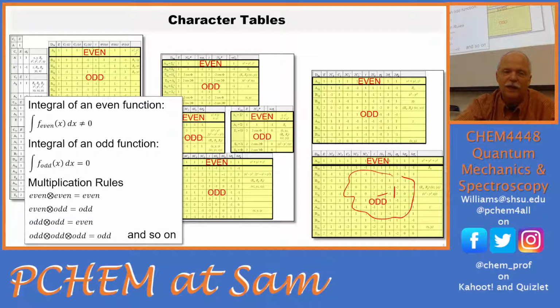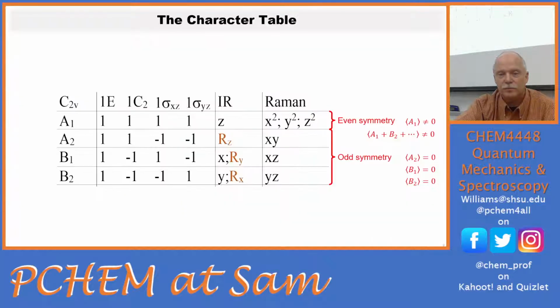So that's where we're getting this. That's why we care about top row. So if it's an even function, the integral over all space is non-zero. And if it's an odd function, it doesn't matter how it's odd. If it's odd in any way, it's going to cancel out when we do these integrals.